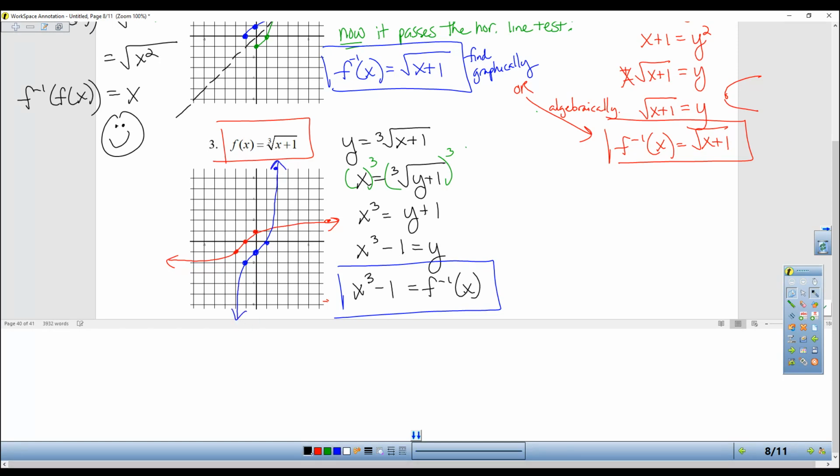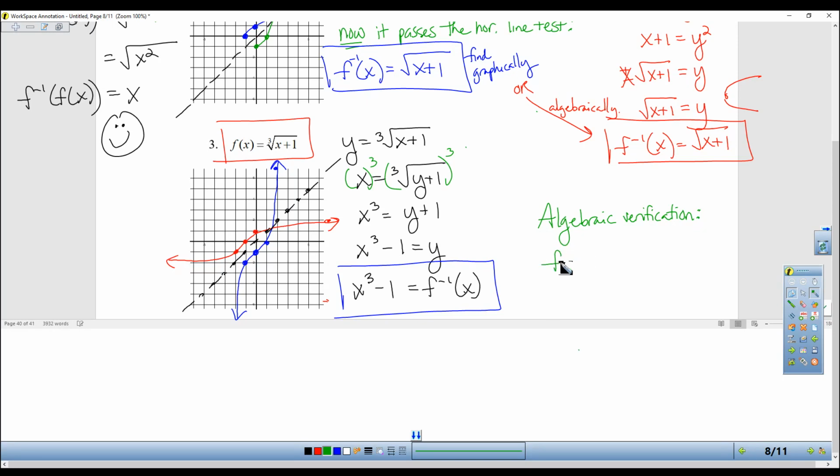Have I verified it? Graphically, I have, if it reflects over this line, then I can feel good about it. Yeah, it's not perfect. Pretty close. That's the graphical verification. For the algebraic verification, you can do it either way. I do not require you to do both.